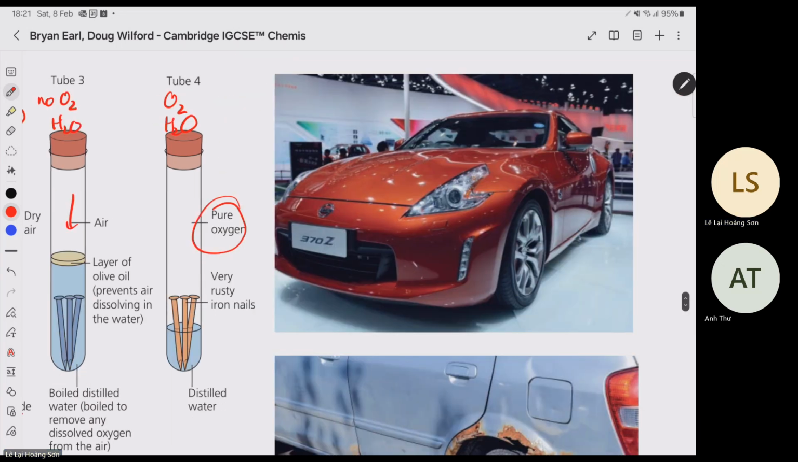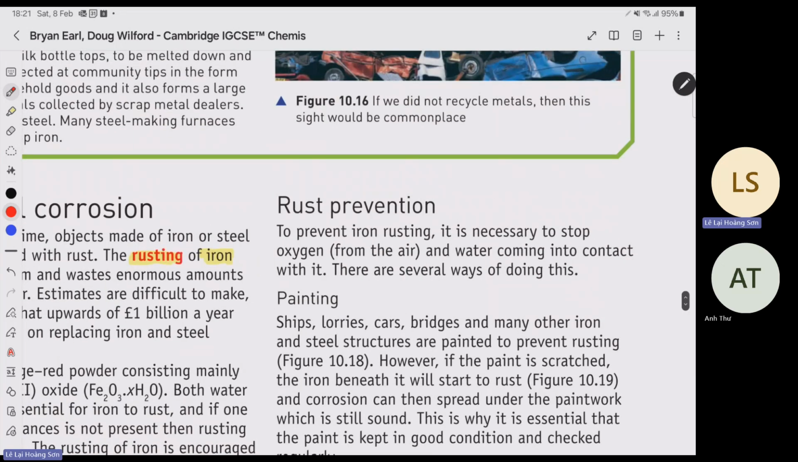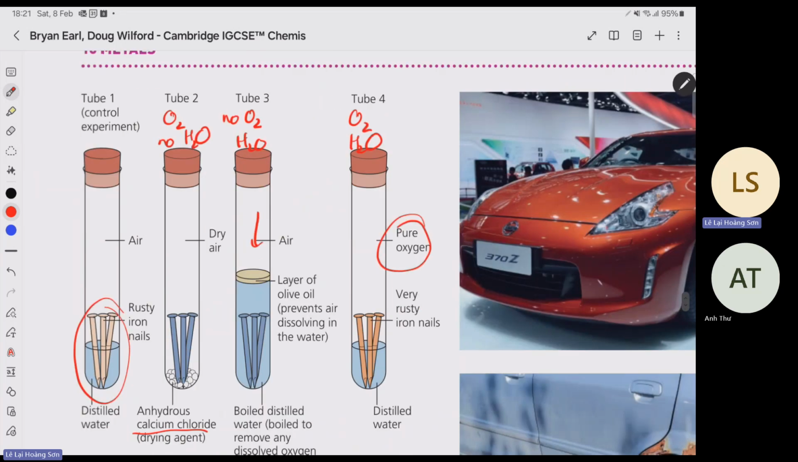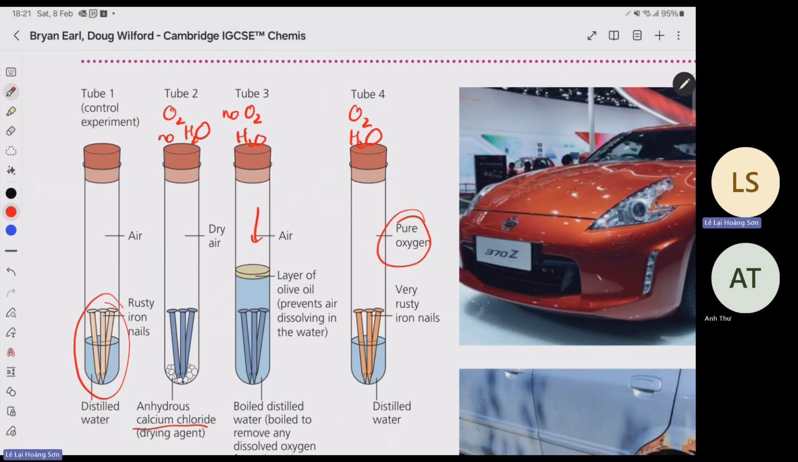All right. Okay. I'm gonna give you some minutes to take notes over here, and then we're gonna come to the next part, which is the part where we talk about some of the ways that we can use to prevent the rusting process.